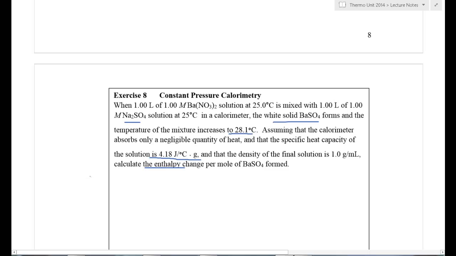Okay, so we got to start off with the balanced equation, right? I'm going to write it up here. So I have sodium sulfate plus barium nitrate, and I'm going to get barium sulfate, my solid, plus sodium nitrate. Okay, so for one of each of these, I end up with 1 barium sulfate.